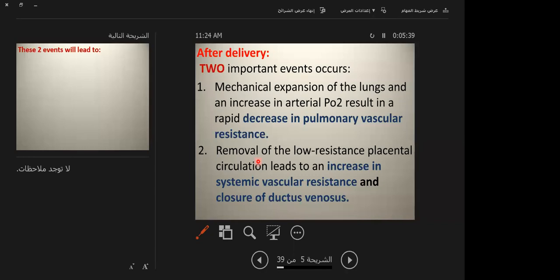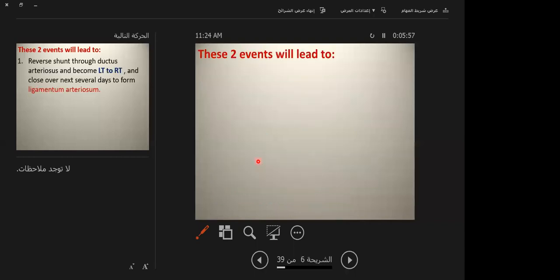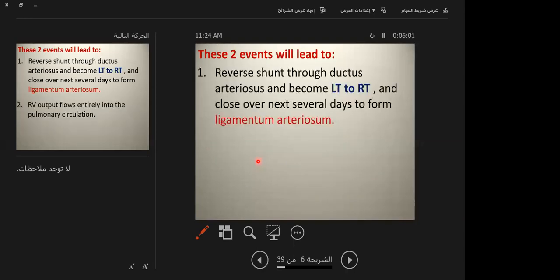So what will happen here? The right ventricular output will not go back through the ductus arteriosus as a right to left shunt to the descending aorta. No, here it will go entirely to the lung, which results in a left to right shunt through the ductus arteriosus. These two events lead to reverse shunt through the ductus arteriosus, which becomes left to right and closes over the next several days to form the ligamentum arteriosum.